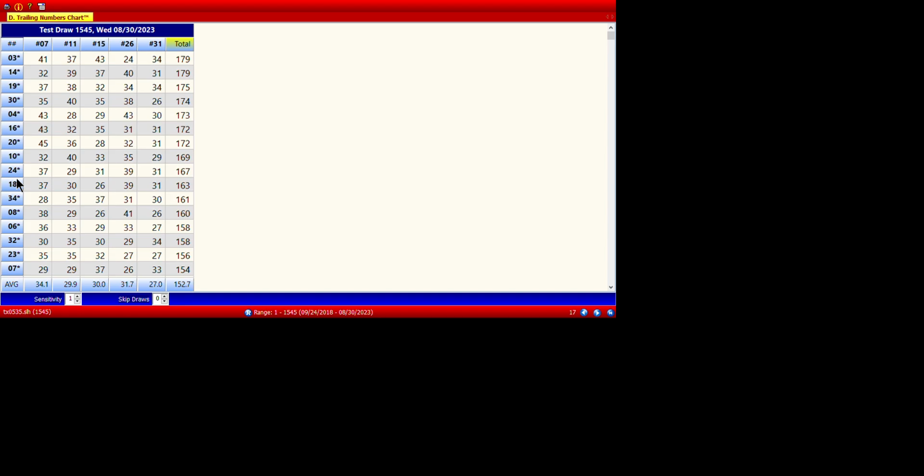Okay? Now, you want to get specific. You want to break it down because it's showing you, okay, when 7 popped up in a lottery, 3 popped up 41 times in the next drawing. Then 3 popped up 37 times after 11. And then it popped up 43 times after 15, 24 times after 26, and 34 times after 31. And all of this adds up to a total of 179 times.